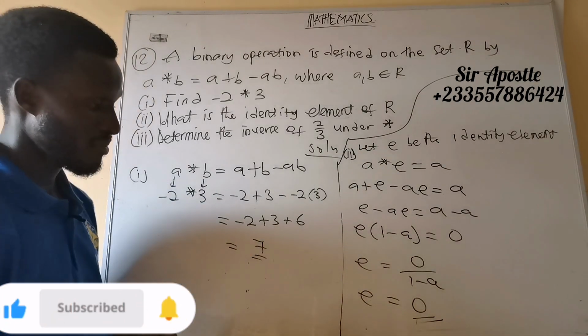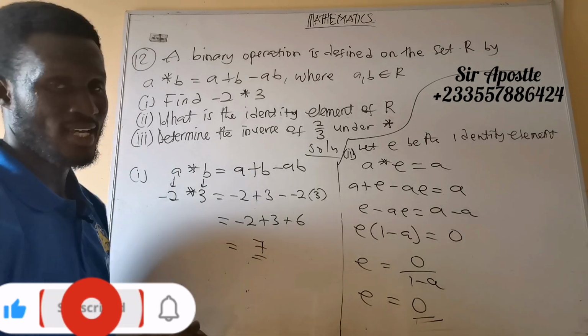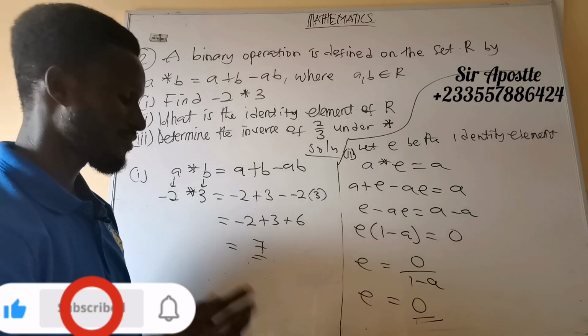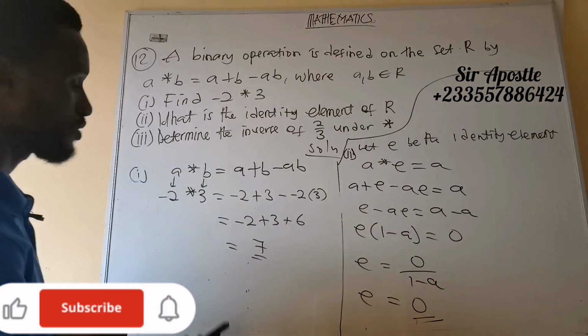So the identity element is 0. Identity element is 0. It's very simple. Very, very simple. Now let's move on to II.